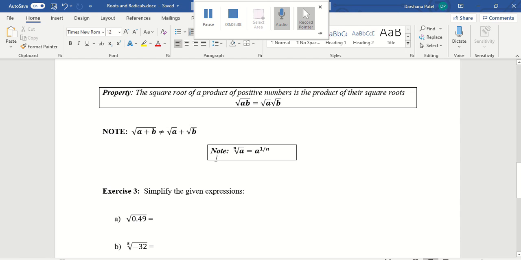Okay. One more thing to note down is that the nth root of a can be written like this, or a to the power of 1 over n.